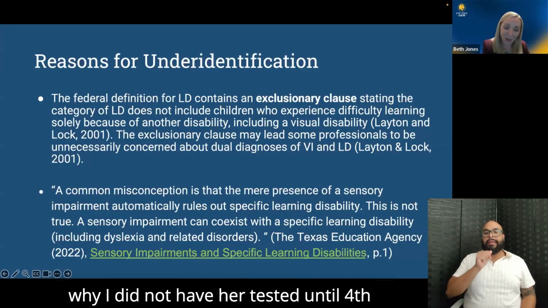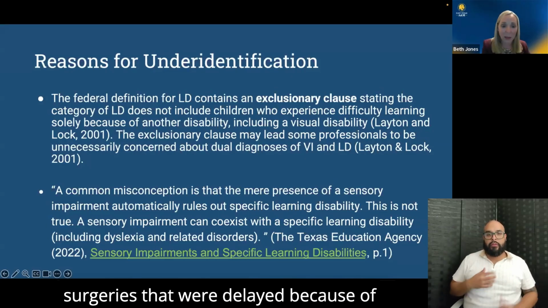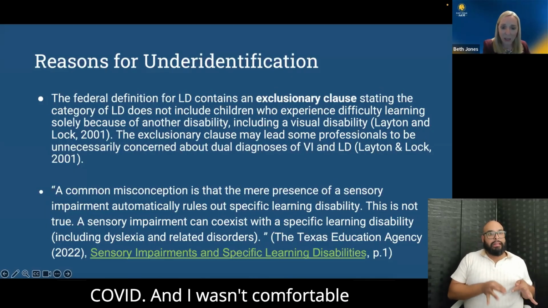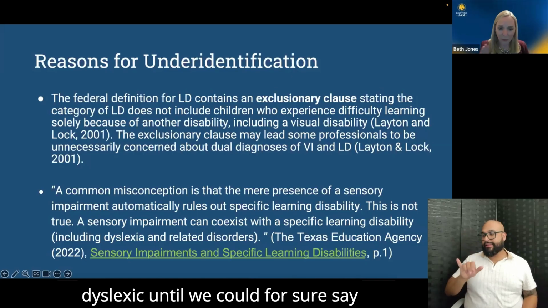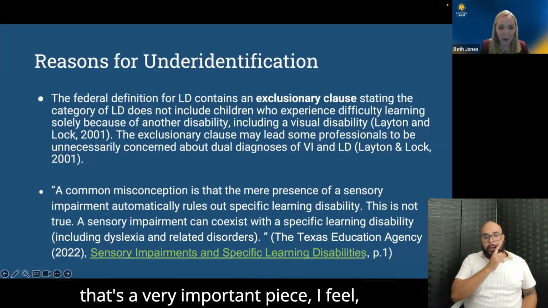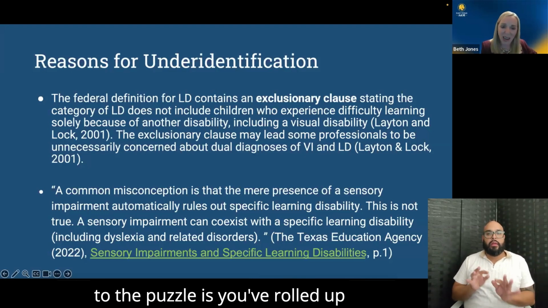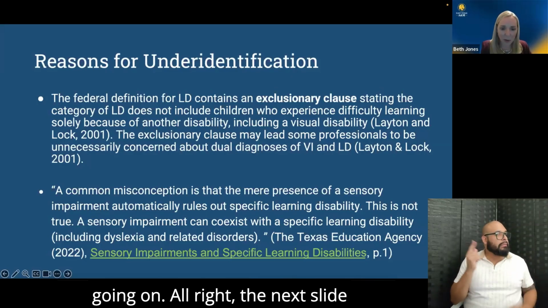have her tested until 4th grade, because she had 2 strabismus surgeries that were delayed because of COVID, and I wasn't comfortable diagnosing or labeling her as dyslexic until we could for sure say her eyes were teaming together. And so that's a very important piece, I feel, to the puzzle: you've ruled out everything possible related to the vision, but there's still something else going on.